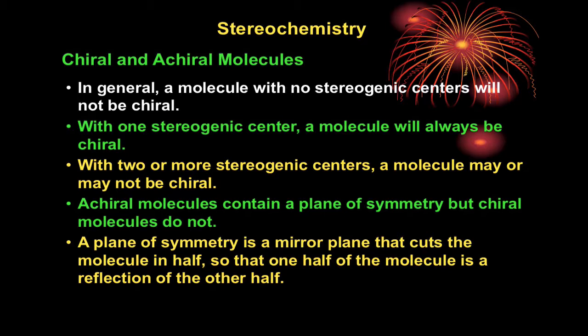So if you know that a molecule is going to be chiral, what does it have to have? A single stereogenic center, a single chiral center. If it has more than one stereocenter, maybe, maybe not. It can't contain mirror planes. And if a molecule contains no stereogenic centers, generally it's not going to be chiral, but we'll see some exceptions as we move forward in the chapter.